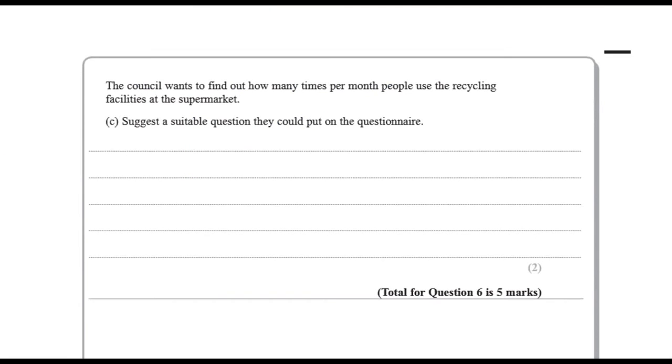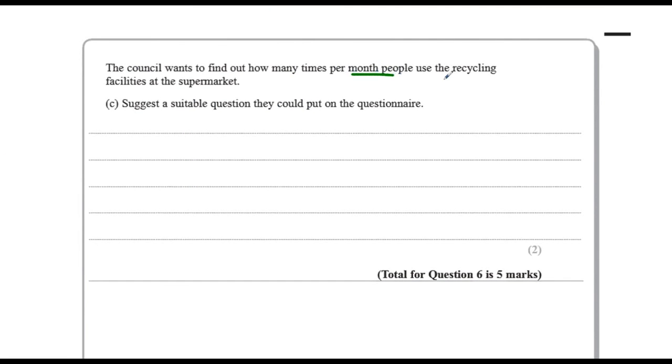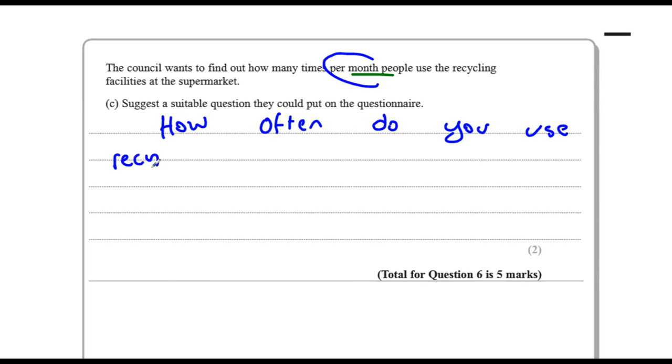Part C. Council wants to find out how many times per month people use recycling facilities at the supermarket. Suggest a suitable question they could put on their questionnaire. So it has to do with per month. So, how often do you use recycling at supermarket? Should have written at properly, really. Per month. You need that in there.